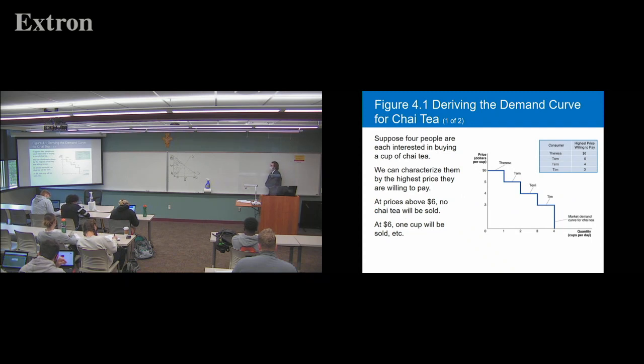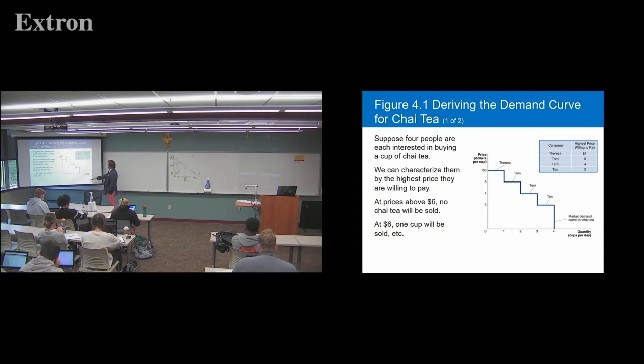Okay. So let's use a very simple demand curve for a market with four consumers. These four consumers are looking to buy a cup of chai tea. So we've got Teresa right here. Her willingness to pay is $6. The most she'll pay for a cup of tea is $6. Tom is willing to buy one for $5, Gary for $4, and Tim only for $3. Out of these four, Tim likes chai tea the least.